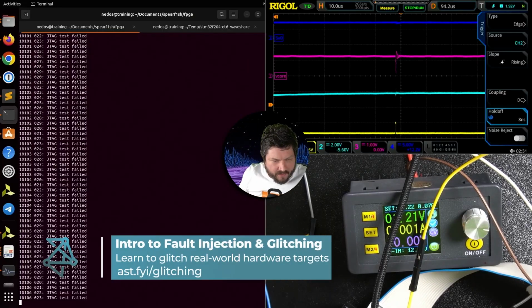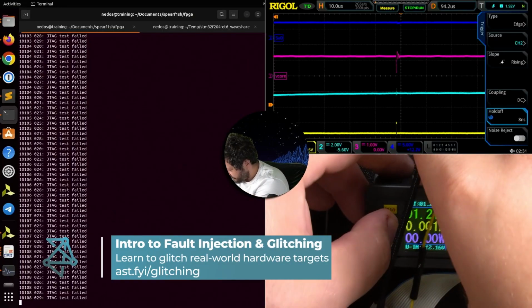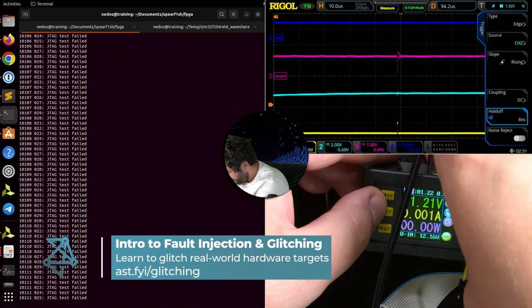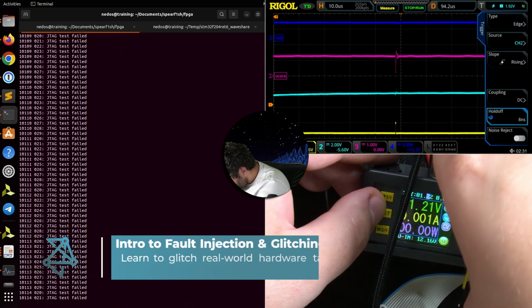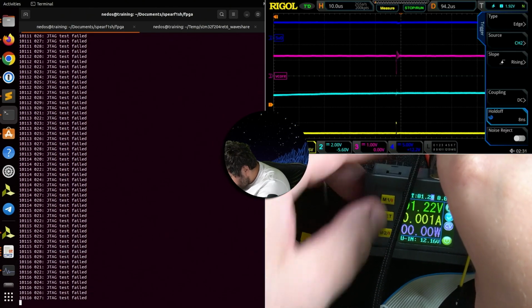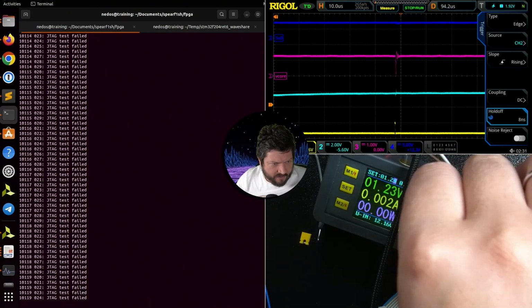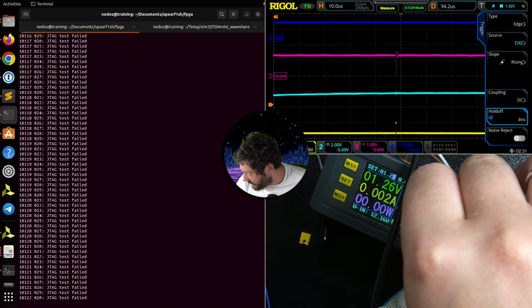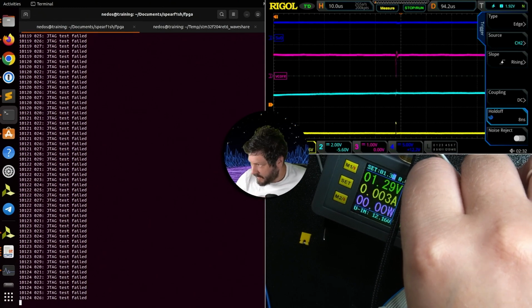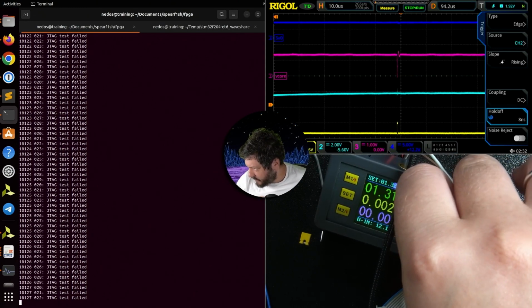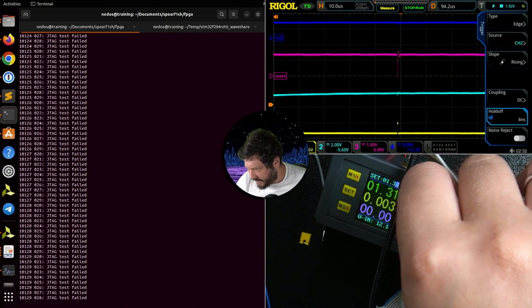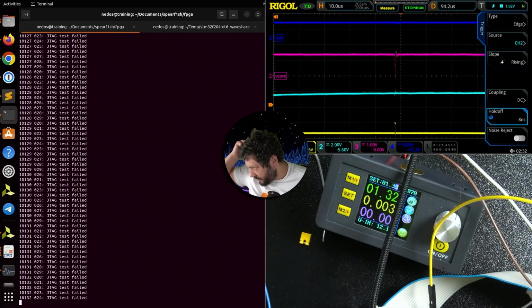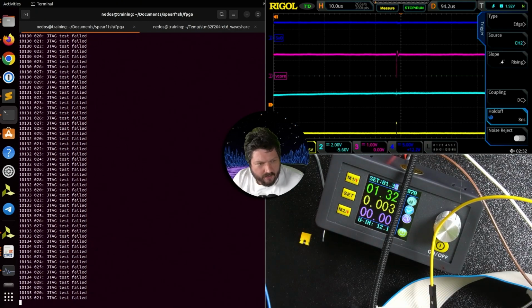There's our glitch. It is there. So what I'm doing is I'm gonna slowly raise the voltage and then we should get a nicer glitch. And it's because we're slowly adding voltage, it's actually disabling the internal regulator. It's getting disabled from us increasing the voltage.